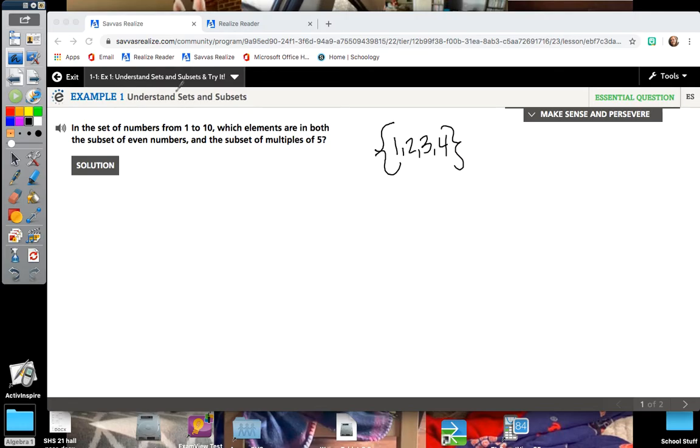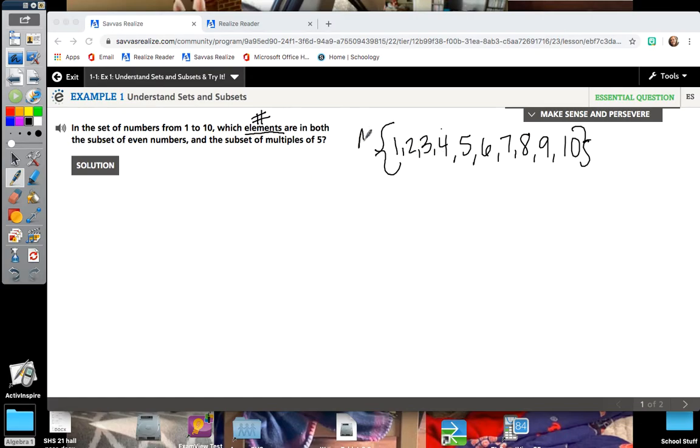For this example, we want a set of numbers from 1 to 10. So I'm going to expand this just a little bit. So we want to go all the way to 10. And then we want to know which elements. Elements just means which numbers. Which numbers would be both in a subset of even numbers. A subset just means we're talking about another set.